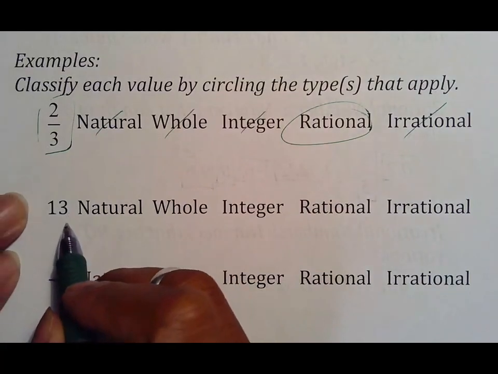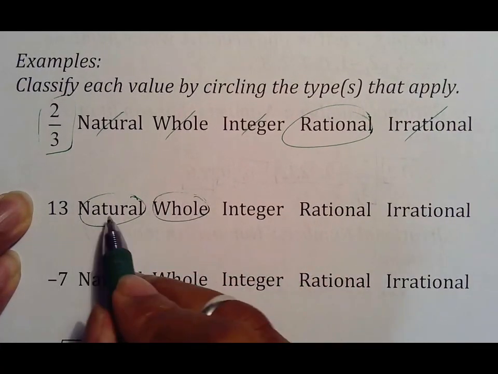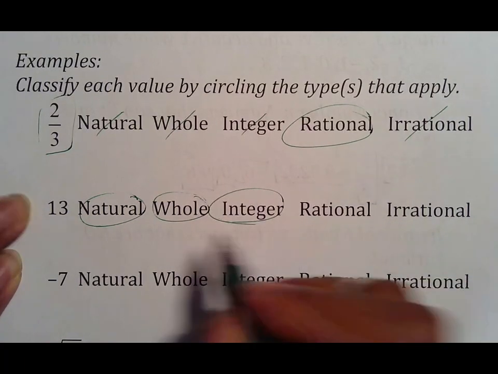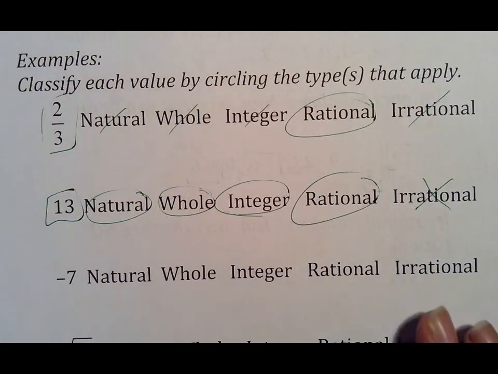13. Can I count to something and get 13? Yes. Is that a whole number? Yes, which means no decimals, no fractions. Integers are also whole numbers. Yes. Is it rational? Does it fit in the box? Yes. Cannot be irrational. That's what you're doing.